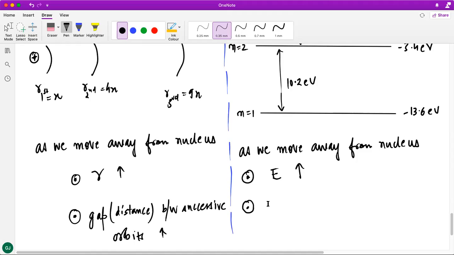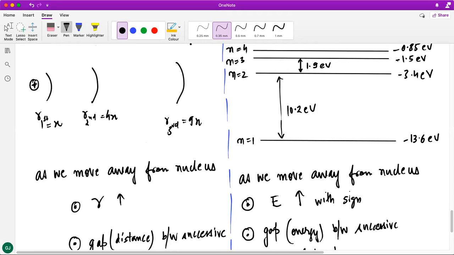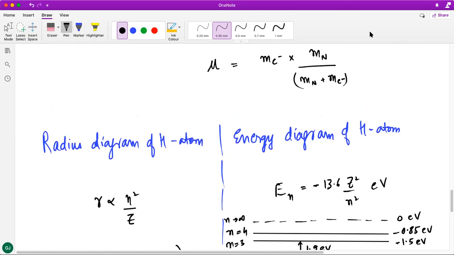And what about the gap? This time the gap is not in terms of distance, this is with respect to energy. So what is happening to the energy gap between successive orbits? That gap is decreasing. Right. So I hope this is something which you are able to grasp.